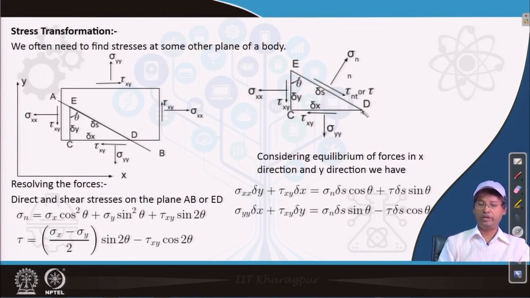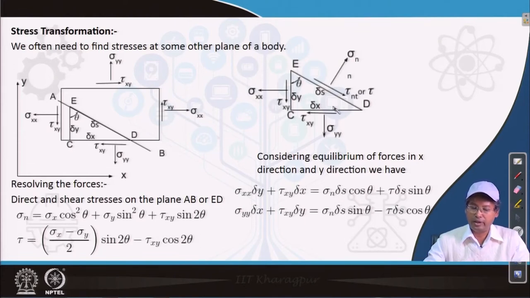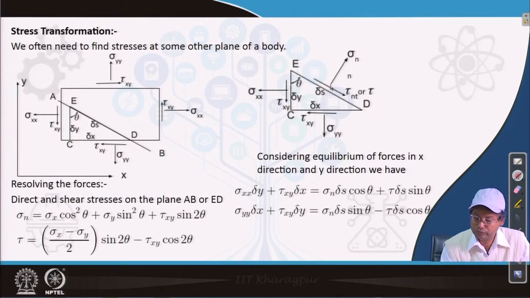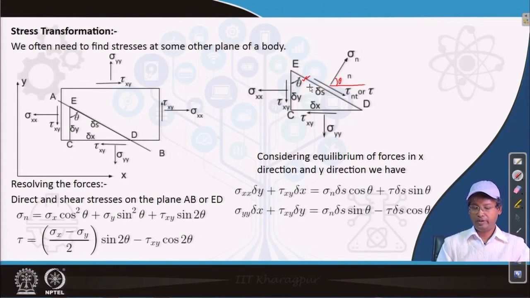So, if we consider the equilibrium in x direction, this is the force amount acting in this direction, tau xy delta x is acting in this direction, and this is the other direction, sigma n. Okay, theta is not shown. So, this is theta. If this is theta, then we have sigma n cos theta as the component, and delta s is the area considering unit width of the element, and the other tau has a sin theta component. So, we get this equation in this direction.